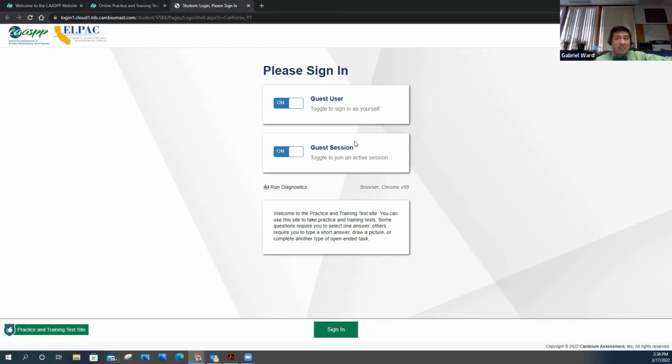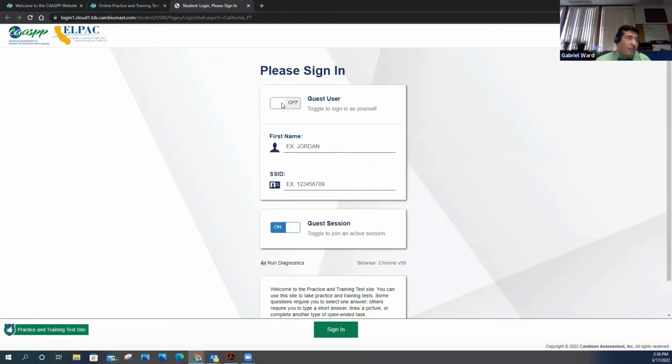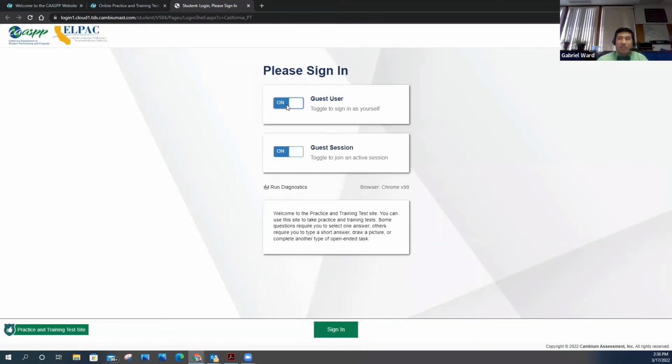One of the other things that maybe you weren't aware of, if you wanted your kiddos to practice entering their login credentials, if you toggle this guest user off, now it's going to prompt just like it will in the summative SBAC for students to enter both their first name as well as their SSID. Small little practice, but hey, if you want to really gear it up to this is what it's going to be like, you might take that extra step. I'm going to leave guest user on, and I'm going to go ahead and click sign in.